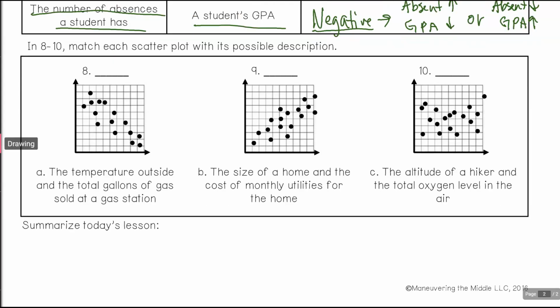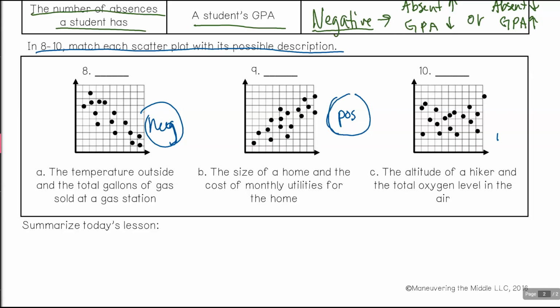And then our last one here looks at matching each scatter plot with its possible description. So what I would tell you, if you look at 8, 9, and 10, this is more of a negative association. This one looks more positive. And then this one looks more like a no association type graph. So that might help you when you decide which one of these is representing which.